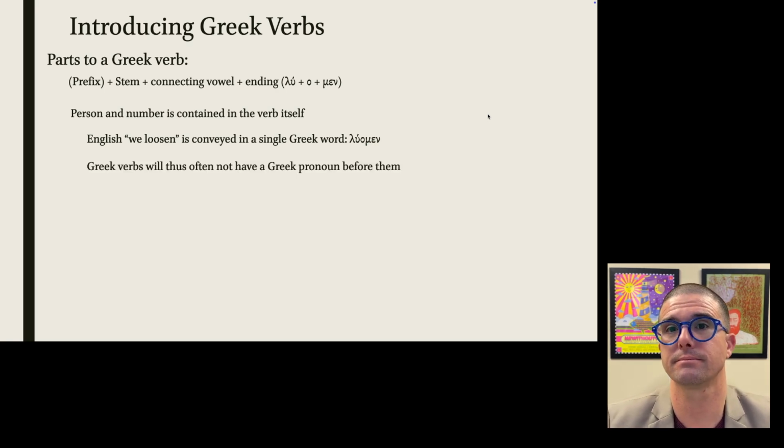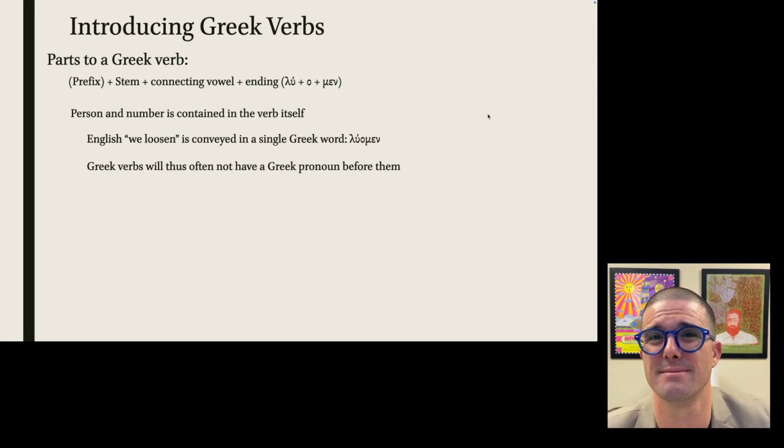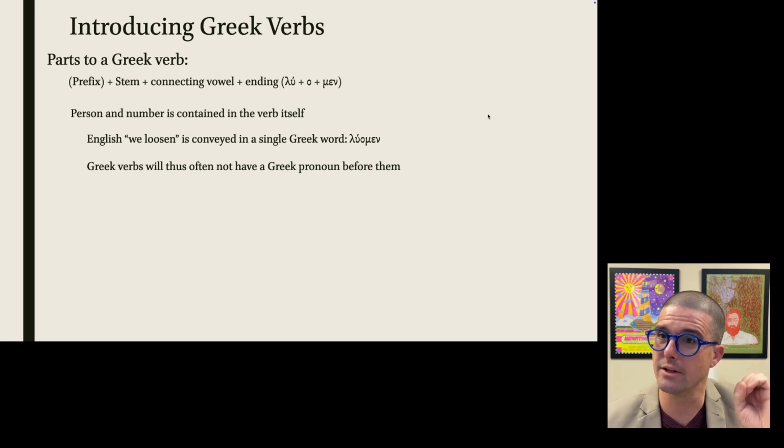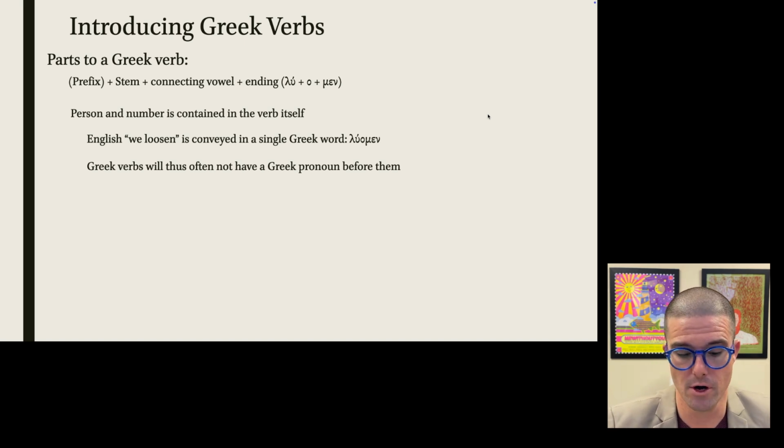And so Greek verbs will usually or very often not have a pronoun before them. You won't get an I, a you, he, she, it, a they, a y'all before the verb itself. And that's not a hard and fast rule, as we'll see. Sometimes you do. But Greek doesn't necessarily need the pronoun to indicate who is doing the action, because it can embed that information by inflecting the verb. It can embed that information in the verb itself.